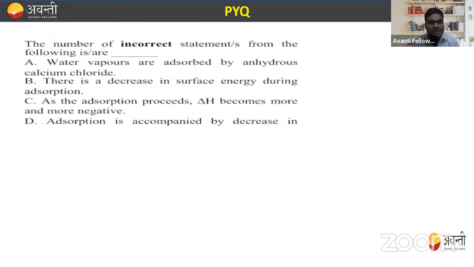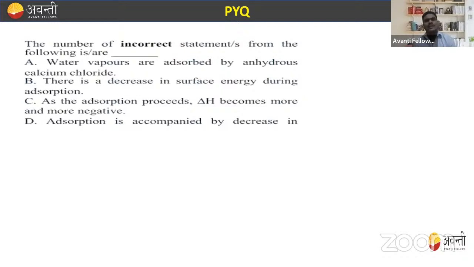Now let's move to the next question: the number of incorrect statements from the following. You have to identify the number of incorrect statements, maybe one or two. First, water vapor is absorbed by anhydrous calcium chloride. Second, there is a decrease in the surface energy during adsorption. Next, as the adsorption proceeds, delta H becomes more and more negative.